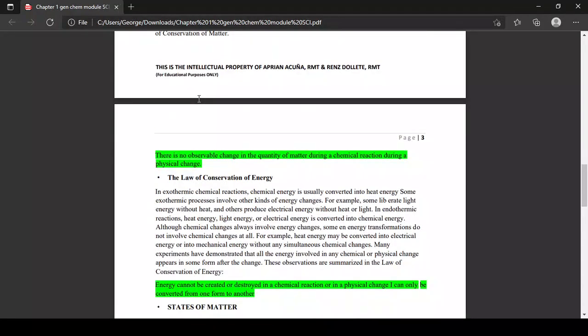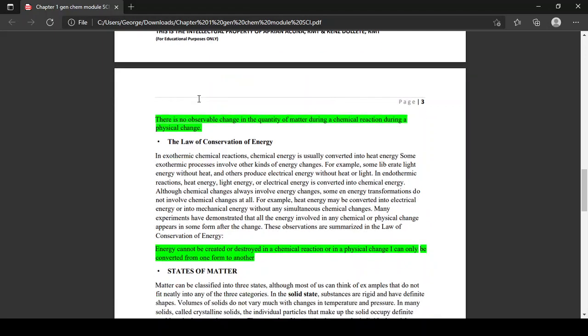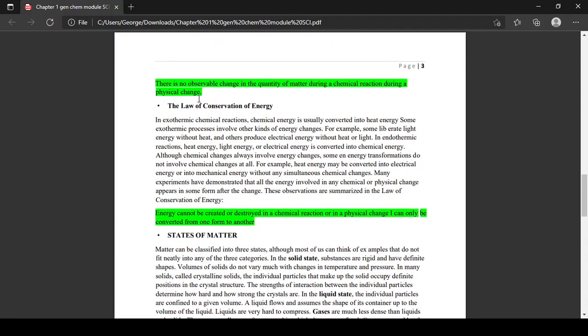In the law of conservation of energy naman, kids, can we create or destroy energy? No. We can only convert one form of energy into another, one type.